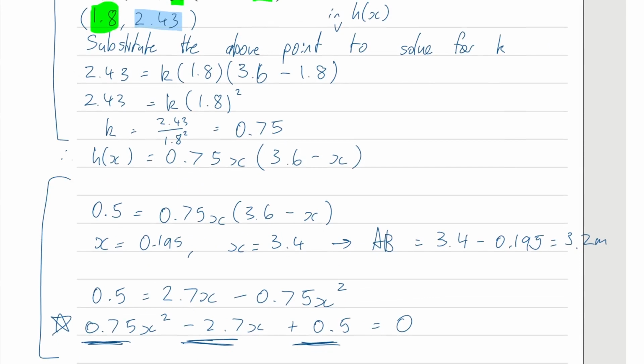which you could do graphically, or you could do algebraically and then solve the quadratic equation. The last step was to find the length by subtracting the x values.